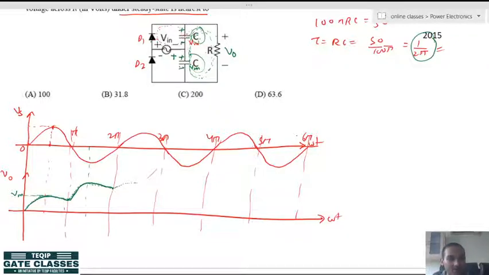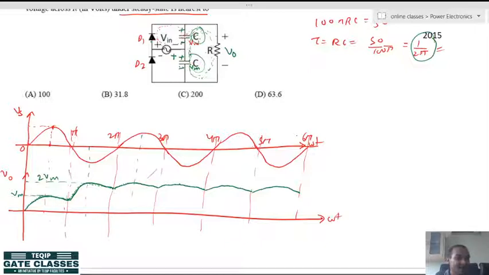So, till pi by 2 it will go and then discharge a little bit. Again, when the negative cycle comes, this capacitor will charge and again discharge to a small value. Alright, now you see that the cycle will go on like this. So, what you see here? It is 2 Vm peak. So, what you see here?